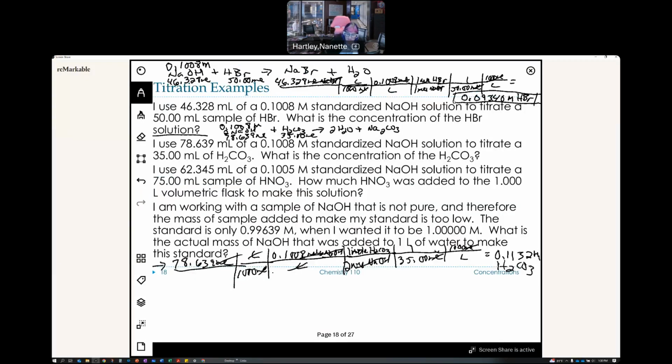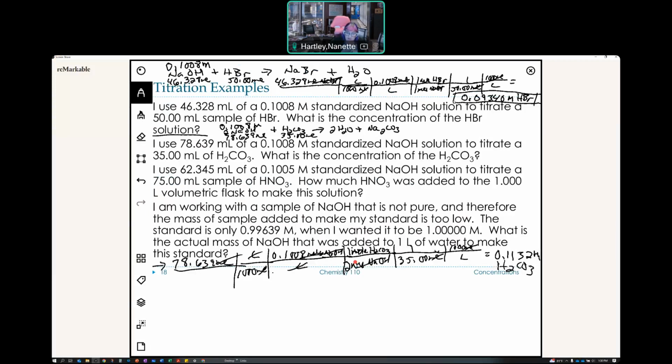It would have been twice as high because I didn't take this ratio into account. So not taking this ratio into account would have meant that this would have been 0.22 something, and that would not have been correct because of the ratio that it should have been.